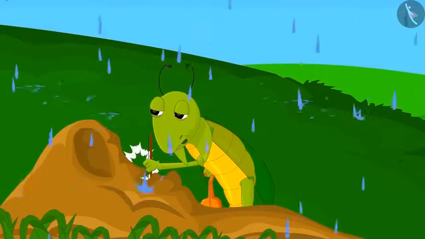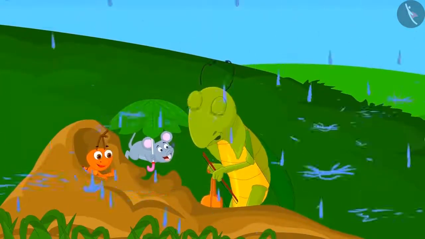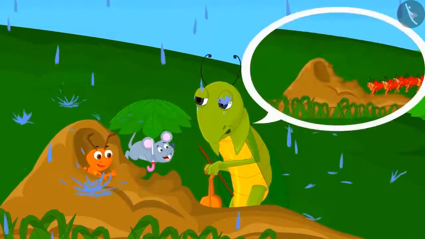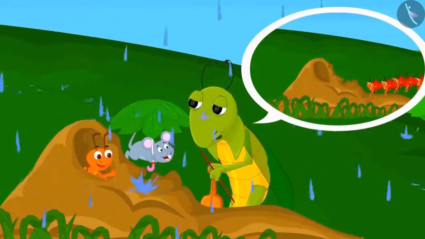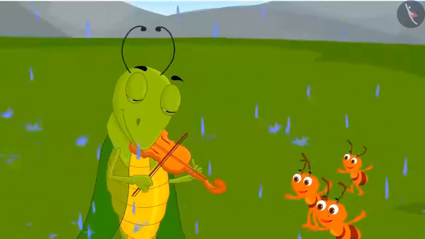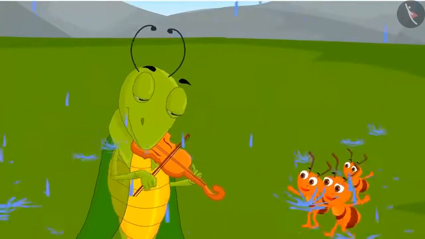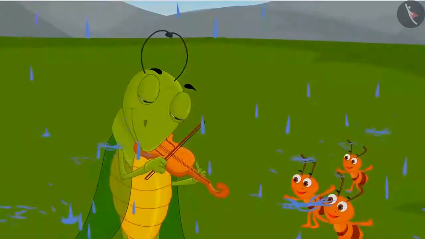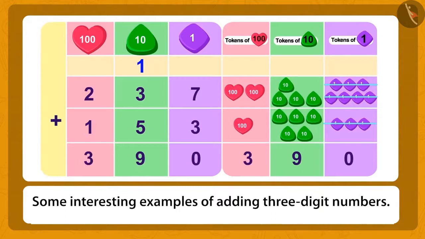He then reached the house of the ants and mice. He apologized to the rat that he had learned the lesson of his carelessness. And he now knew that it is sensible to work hard. The rats gave him some food, and everyone happily started enjoying the rainy season. Children, in this lesson, we have seen some interesting examples of addition of 3-digit numbers.